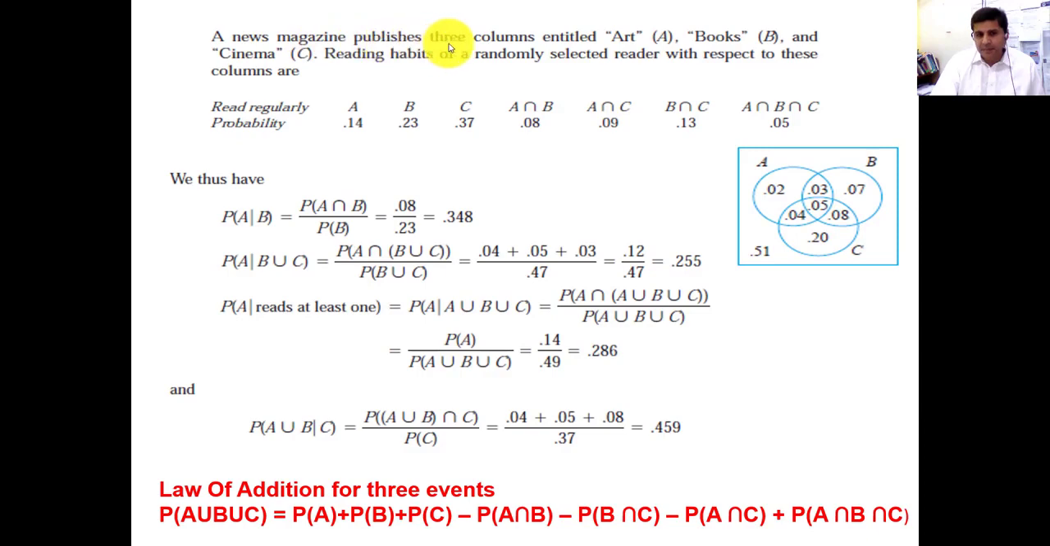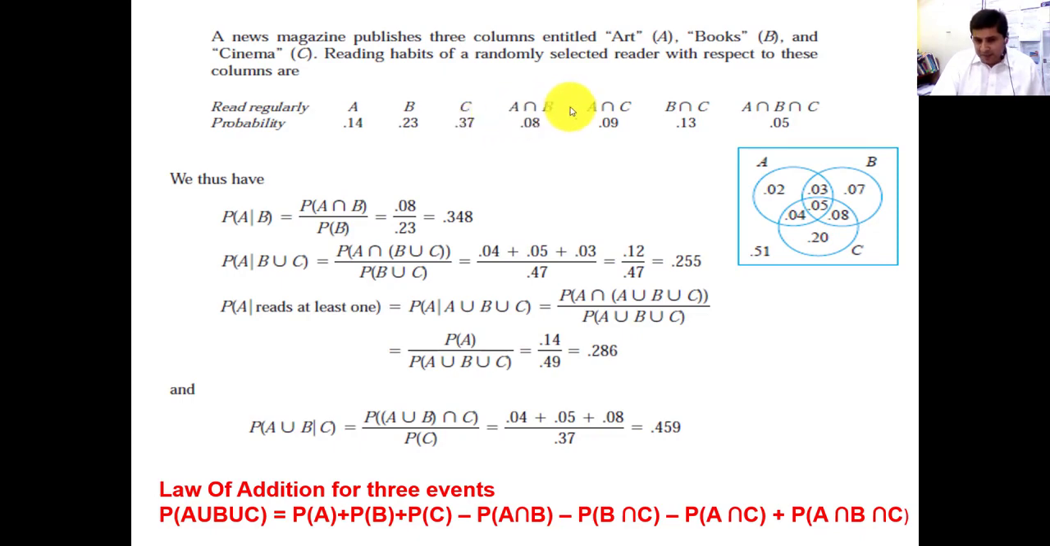They are already mentioned in this statement. A news magazine publishes 3 columns entitled Art, which we represent with A, Books, which we represent with B, and Cinema, which we represent with C. Reading habits of a randomly selected reader with respect to these columns are given as probabilities. Probability of A, those who read art, is 0.14. Probability of B, those who read only books, is 0.23. Probability of C, those who only watch cinema, is 0.37.